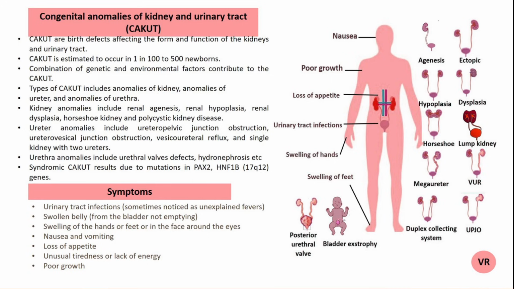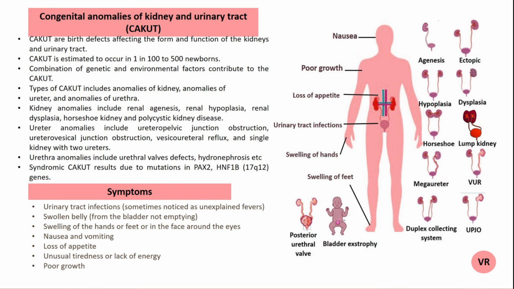CAKUT is diagnosed primarily through prenatal ultrasound, where anomalies in the fetal kidneys, urinary tract, and low amniotic fluid volume can be identified. Antenatal ultrasound is the most significant tool for diagnosing congenital kidney defects, typically performed in the second trimester, where the fetal kidneys and urinary tracts are well developed.